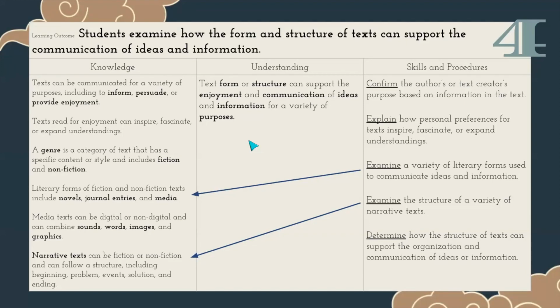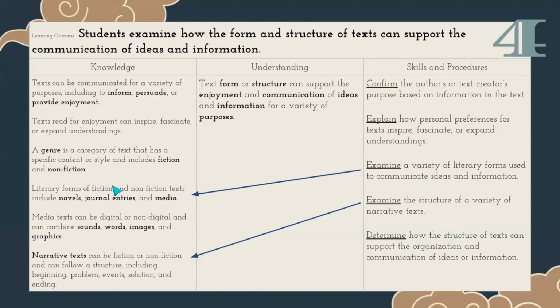So again, you don't have to do this, but I'm trying to connect some dots for you to hopefully help make this work a little bit easier. So again, we've got what it is the students are required to do. Now, when we get down here into this examine a variety of literary forms used to communicate ideas and information, it might sound like there's a lot of choices here, which technically there are.